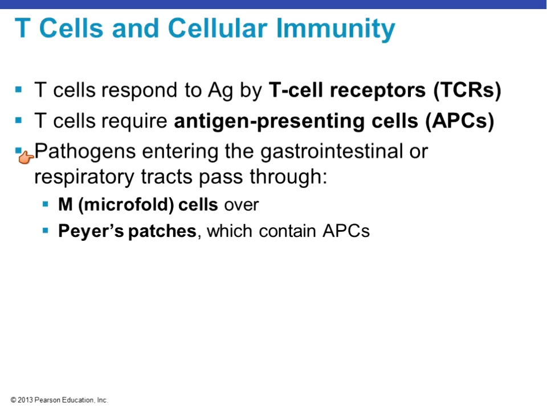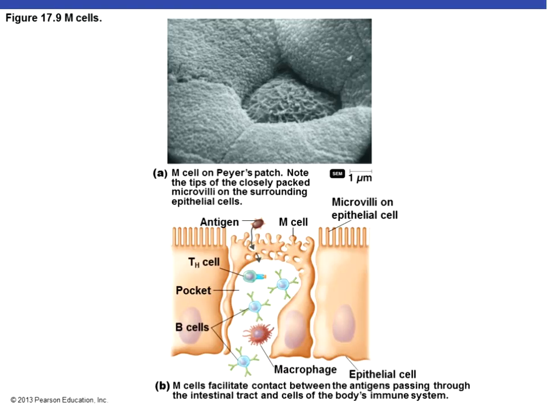The key feature on whether or not a cell is an antigen-presenting cell is whether it has that major histocompatibility complex, that MHC2 marker. So if it has an MHC2 marker, then we consider it a type of antigen-presenting cell. There are macrophages, B cells, and like I said, lymphatic cells that can act as antigen-presenting cells.